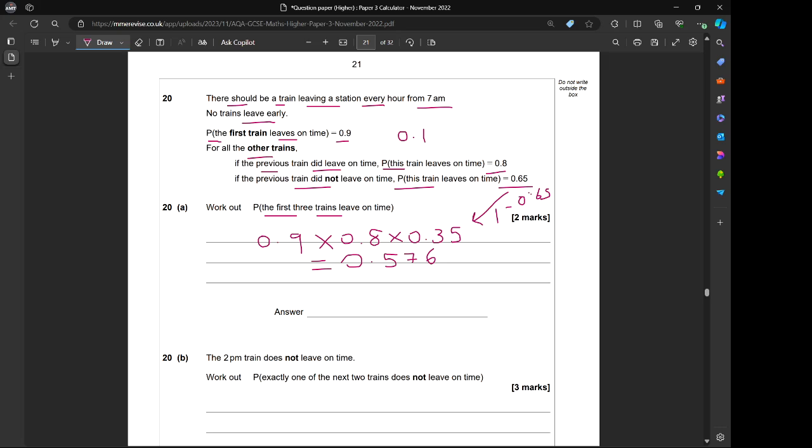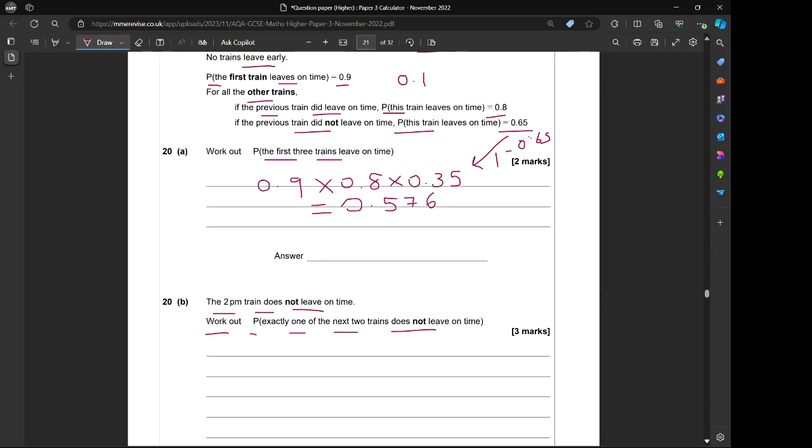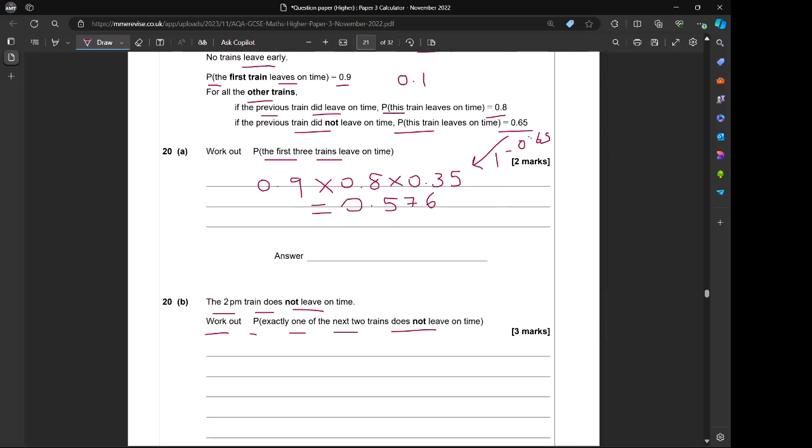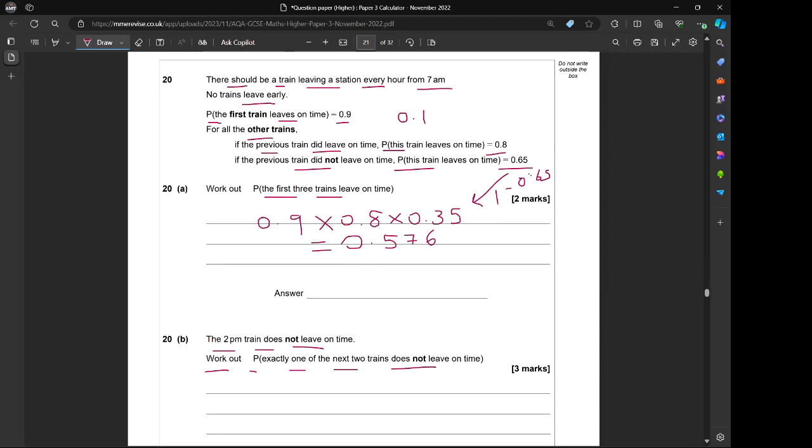What about part B? The 2 p.m. train does not leave on time. Work out the probability that exactly one of the next 2 trains does not leave on time. Okay. So the 2 p.m. train is actually late. So we'll class that as our first train.